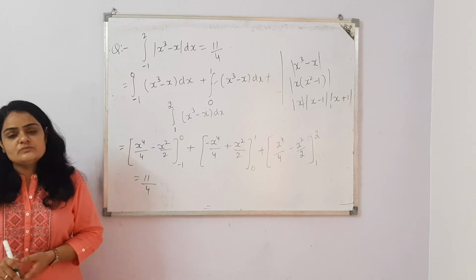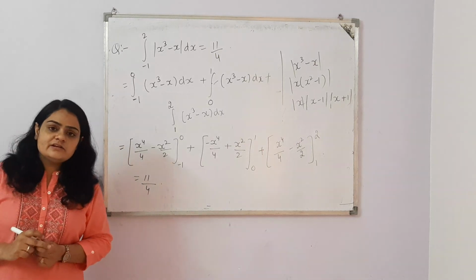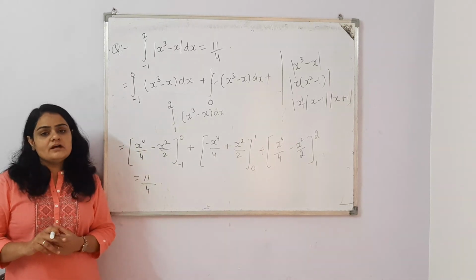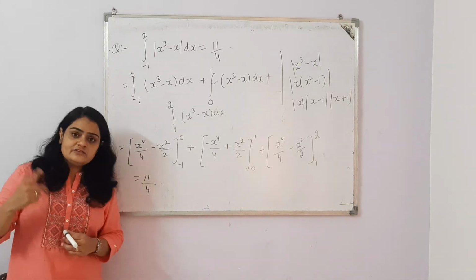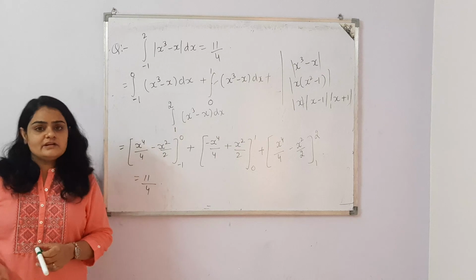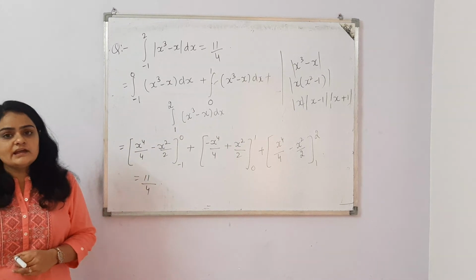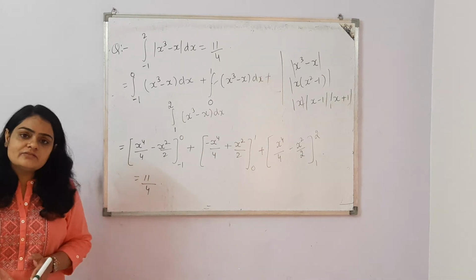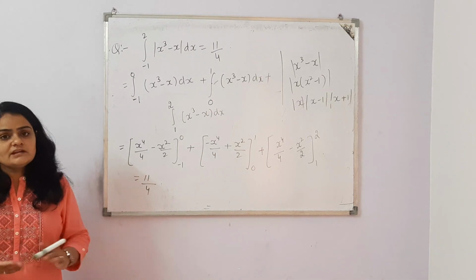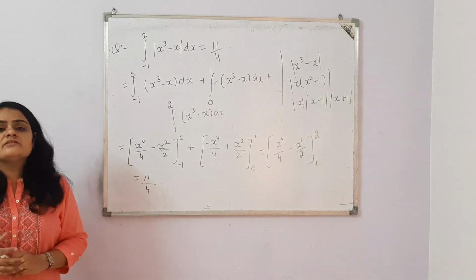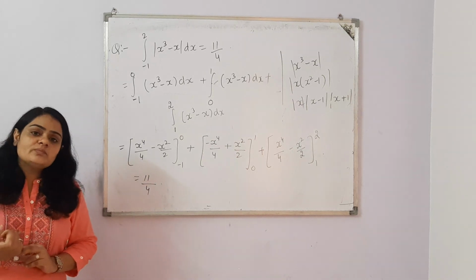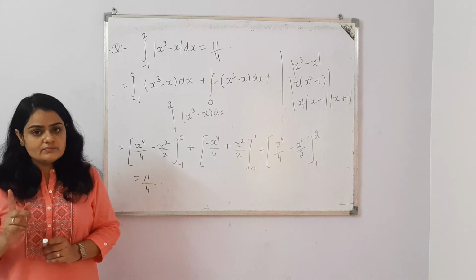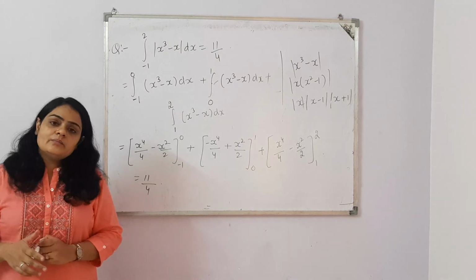Hope this property is clear, and the questions that we did today are clear. We'll do some more questions, that means we'll shift to trigonometric functions, about which I gave a little bit of a hint with the sine function. So how can we split the limits in the case of a trigonometric function? Whenever the limits are given and the function is trigonometric, how are we going to split the limits? We'll do some questions based on that topic tomorrow.